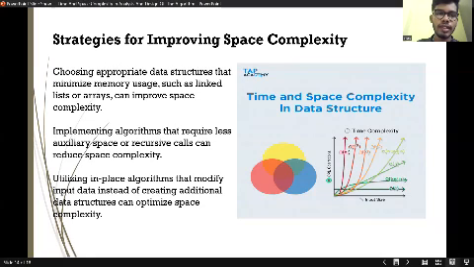So next, the strategies for improving space complexities. Choosing appropriate data structures that minimize memory usage, such as linked lists or arrays, can improve the space complexity because the memory will be utilized fully. Implementing algorithms that require less auxiliary space or fewer recursive calls can reduce the space complexity. Utilizing in-place algorithms that modify input data instead of creating additional data structures can optimize the space complexity.